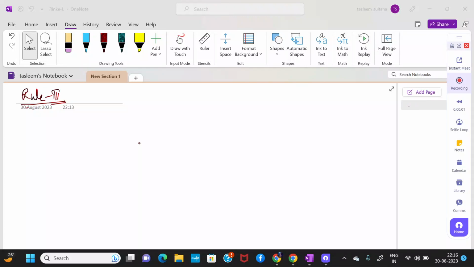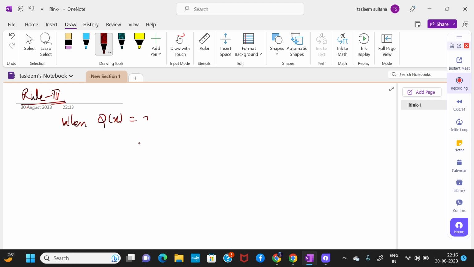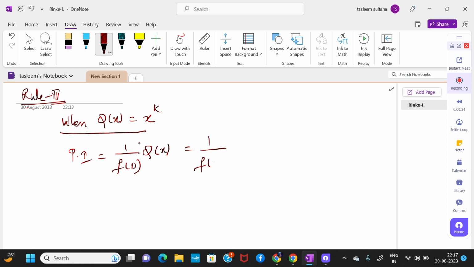Yeah, rule 3. When you're going to say that given a differential equation in that rule 3, when your Q of x is in the form of x to the power of k, where k is your arbitrary constant, what you have to do here for finding the particular integral, first write your PI formula, where PI is equal to 1 by f of D into Q of x, which is equal to 1 divided by f of D into x to the power of k.